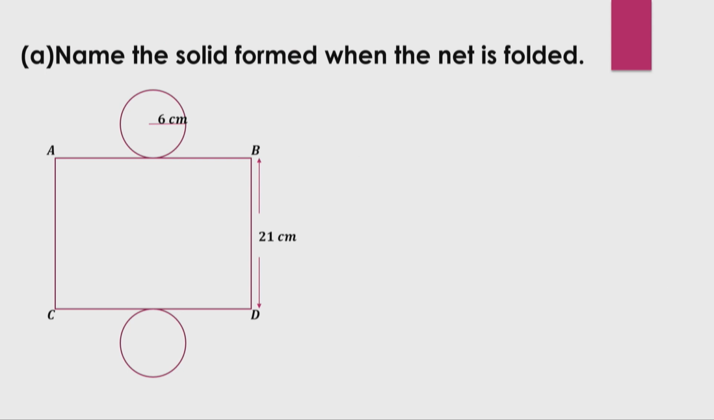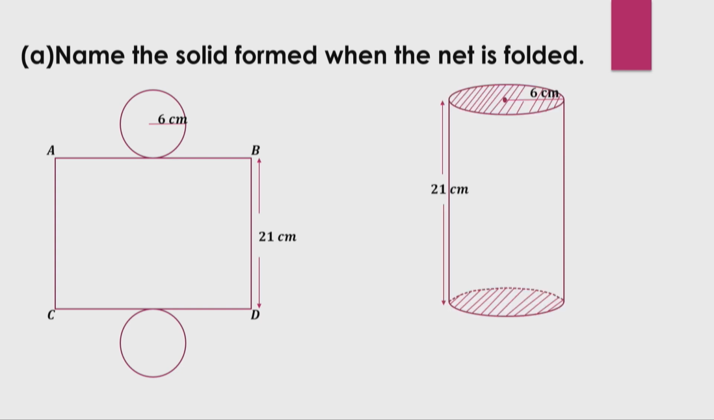Part A. Name the solid formed when the net is folded. The edges AC and BD will be joined forming a curved surface, and the ends will be closed by the two circles with radius 6 cm. Hence, once the net is folded, a cylinder is formed.